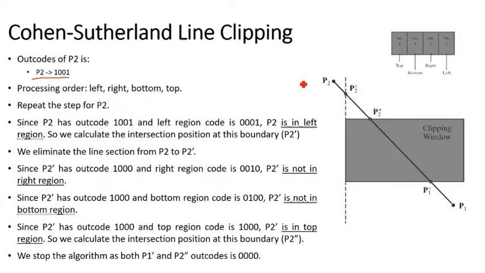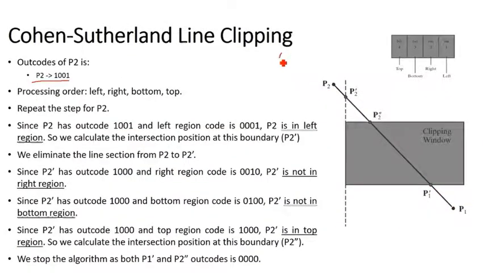Again, I will process it in left, right, bottom and then top order. So I'll take P2. I'll repeat the same step I did with P1. I'll see if my P2 is in the left region. Since it is in the left region, the left region separator is the X-min point of the clipping window.